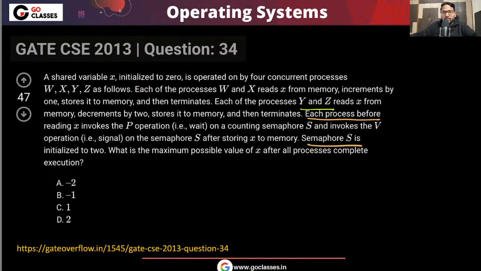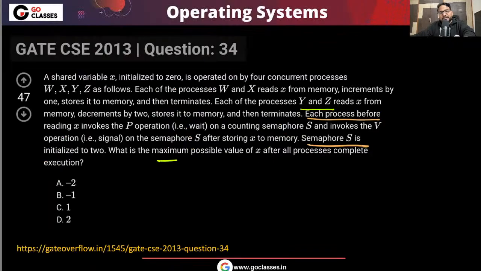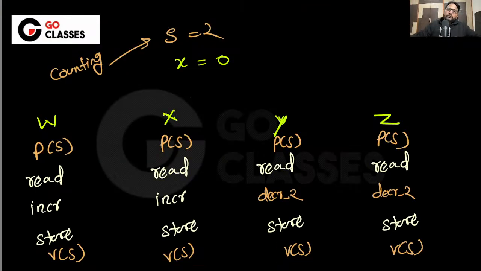Now what they're saying, semaphore s is initialized to 2. What is the maximum possible value of x when the process is completed? So s is a counting semaphore, which has been initialized to 2. Tell me what is the maximum possible value of x which can be there. Here you need to get the maximum, which means if it is possible, then you need to discard these decrements. Okay, let's just see.